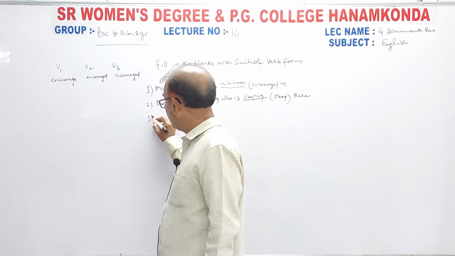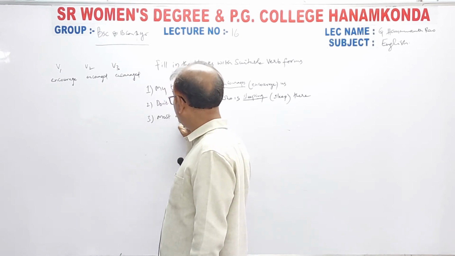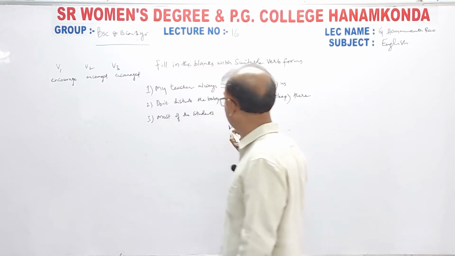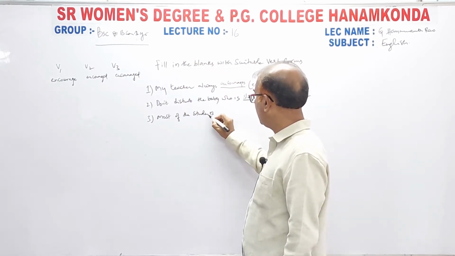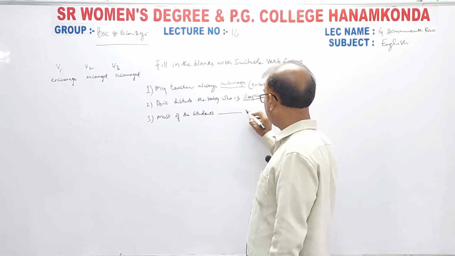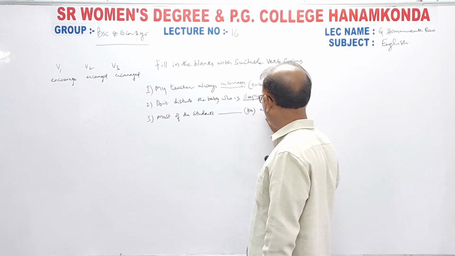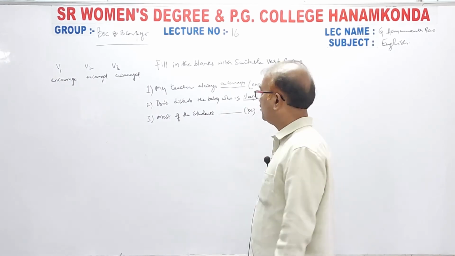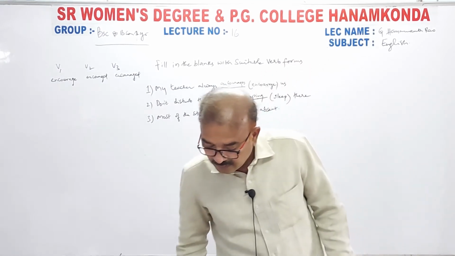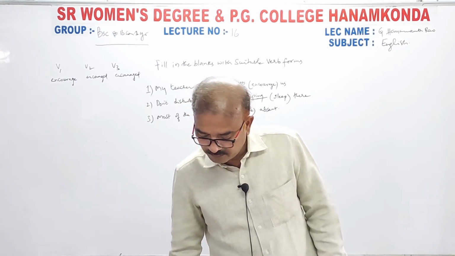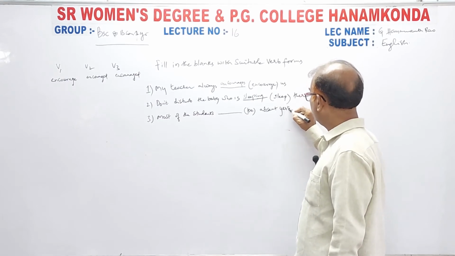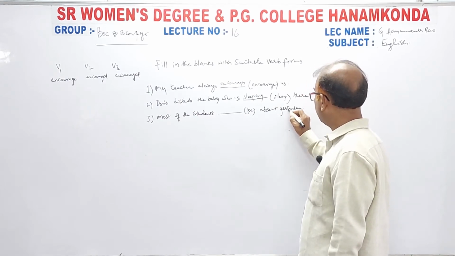Check this one. Most of the students, dash, and in the brackets, B-E. Check this one, am I right? Most of the students, absent, and after this, it's given as yesterday.